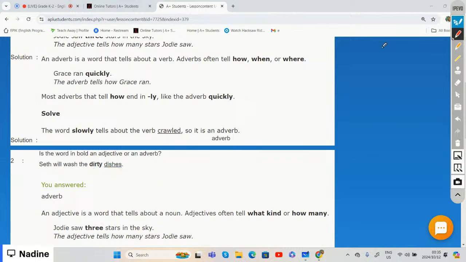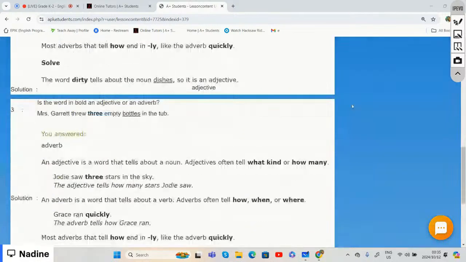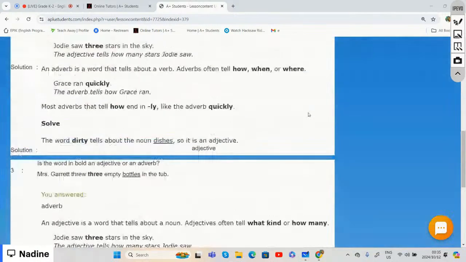All right. So now we're doing one more and then we're going on to our test. It says Mrs. Garrett threw 3 empty bottles in the tub. We need to select if it's either an adjective or an adverb. Three. Is three an adjective or is three an adverb?